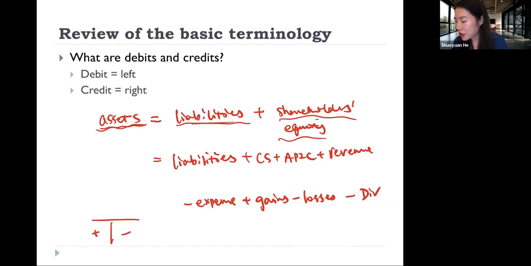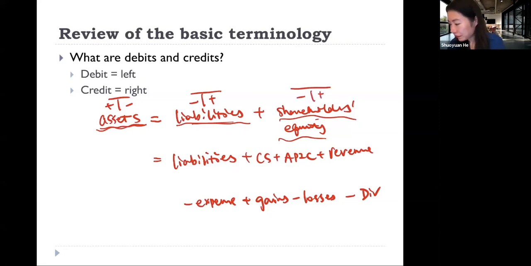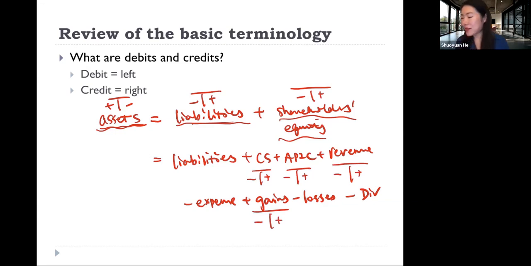And for liabilities and shareholders' equity, for all of those, an increase, let me write it here. For liabilities and shareholders' equity, an increase is on the right and decrease is recorded on the left. Which means that for common stock, additional paid-in capital, revenue, and gains, an increase will be on the right, decrease will be on the left.